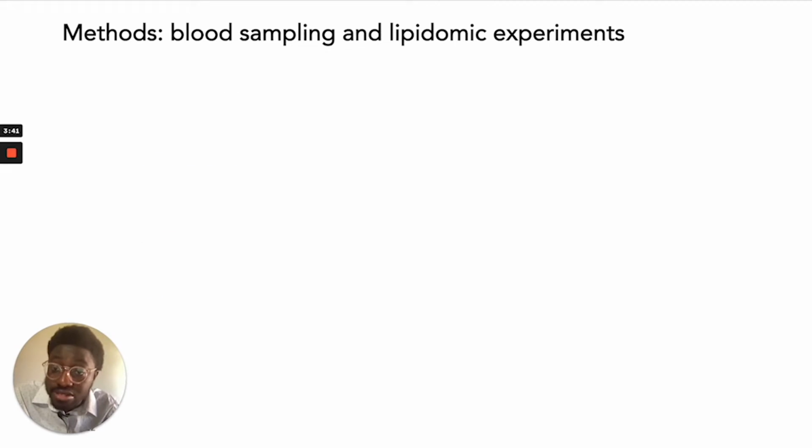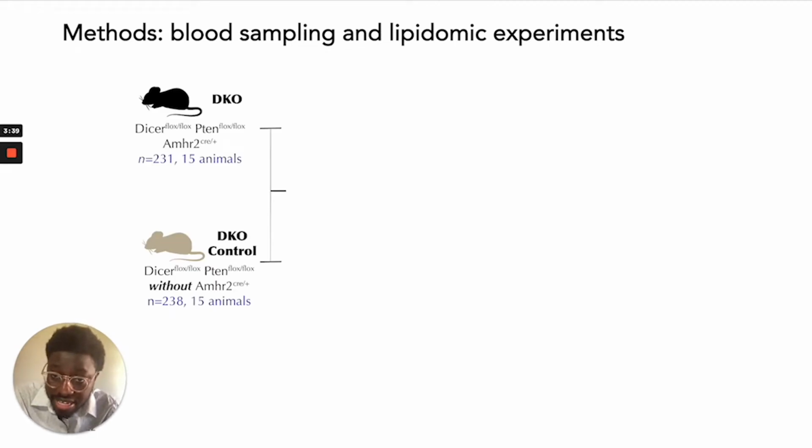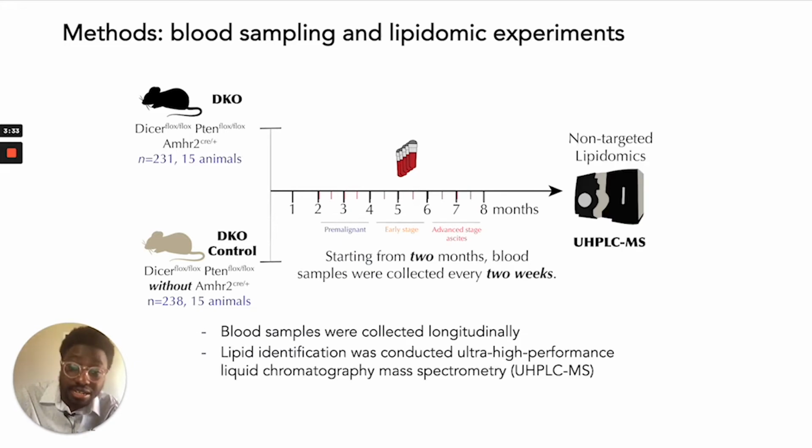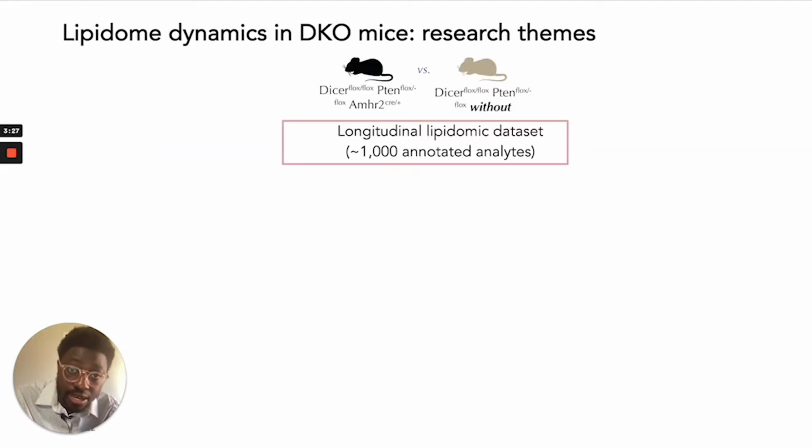For the methods, I've introduced the DKO mice. We have a DKO mice control. Blood samples were collected longitudinally, and lipid identification was conducted using liquid chromatography mass spectrometry. And our research themes actually come in 3 important folds.